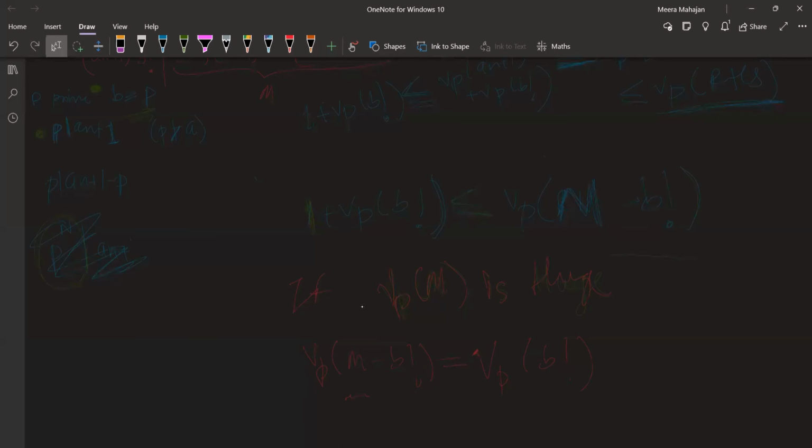It's VP of B factorial, right? Because this has a huge VP and this has a bounded VP. Like VP of A minus B is VP B if VP A is more than VP B. This is true in general.